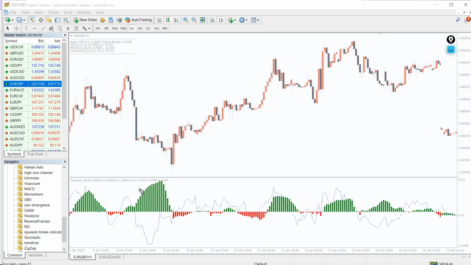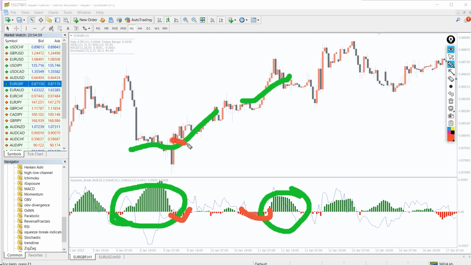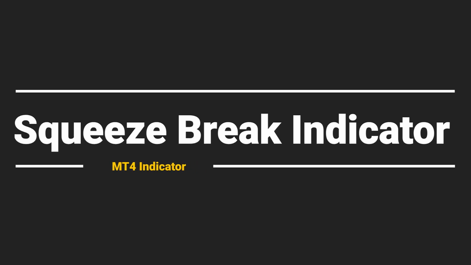It is displayed in the window below the price chart and consists of the red-green histogram and blue oscillator line. The histogram shows the presence of a trend pretty easily. If there is a trend in the market, the histogram is green. If there is no trend, the histogram is red. The larger the bars in the histogram, the stronger the trend. The blue line shows the direction of the trend. If the blue line is below zero, the trend is bearish, and if the blue line is above zero, the trend is bullish. So how to trade with the squeeze break indicator?